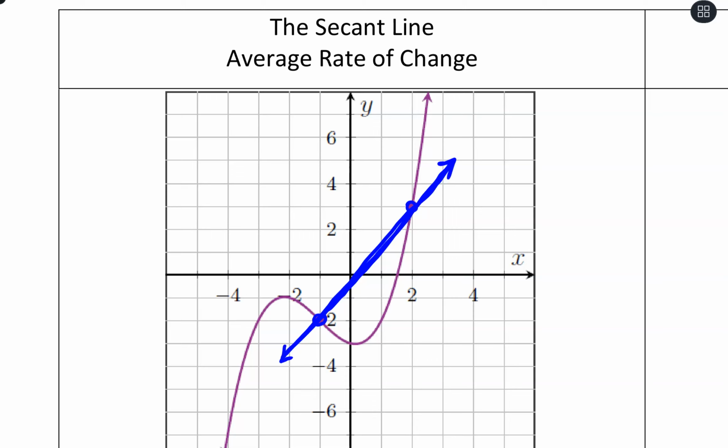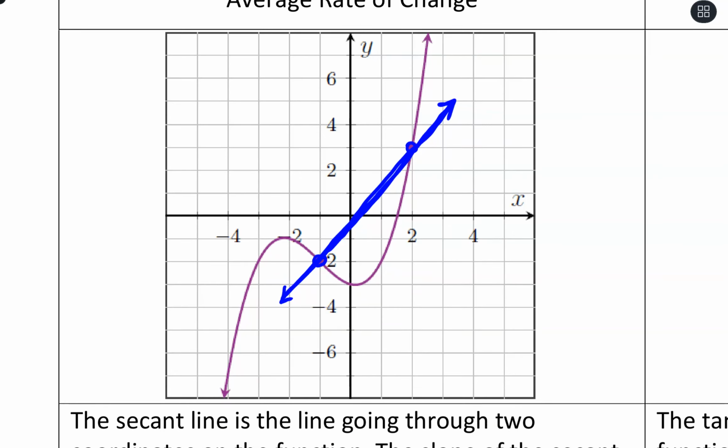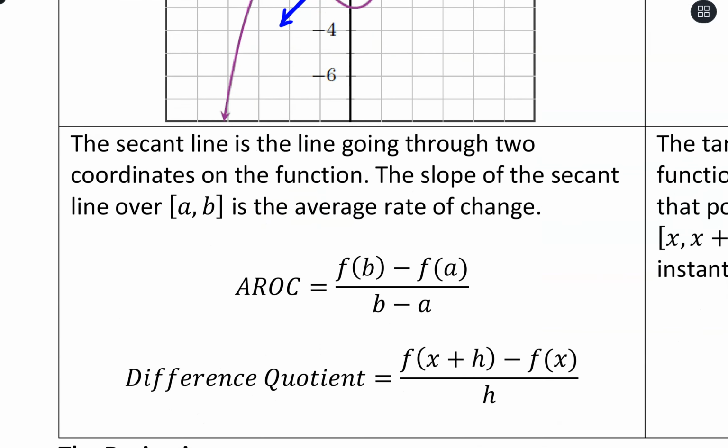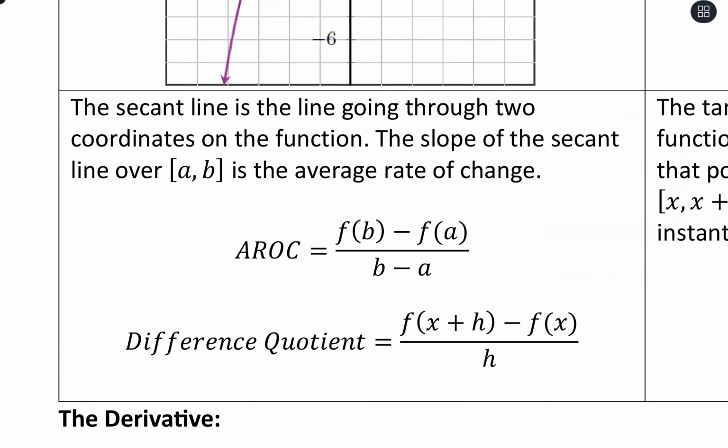So that right there is a secant line, and we have it going through two coordinates, and with that we can estimate an average rate of change over values of x. So AROC stands for average rate of change. Let's get that written down as we see AROC going around. Average rate of change over A to B. And what we do is we look at the difference in outputs over the difference in inputs.